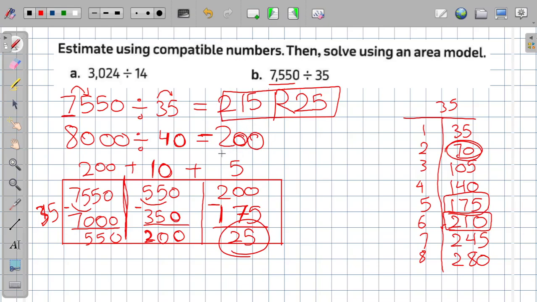And let's look again. Our estimation was 200, and the actual result is 215. So the two numbers here are very close. So our answer is correct.